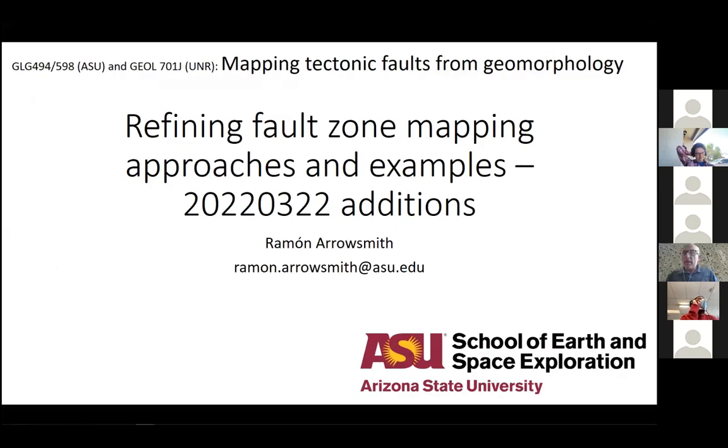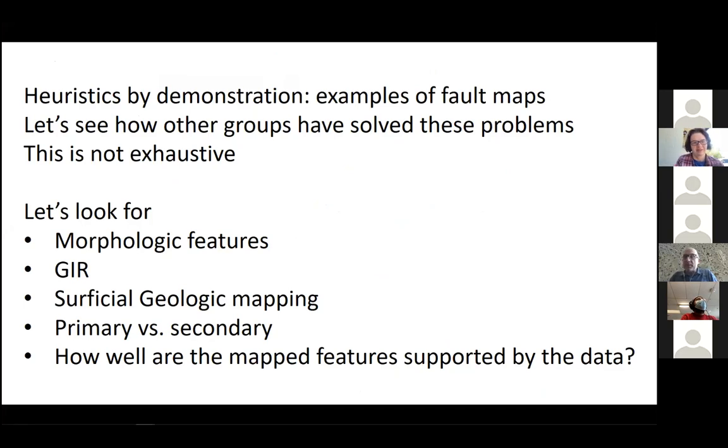So the idea that we had, and I went through some of this the last time, is just to look at lots of examples. That's how you learn. And so we called this heuristics by demonstration. So rules of thumb, examples of fault maps. Let's see how other groups have solved these problems. It's not exhaustive, but I did try to choose some things from some different environments. And hopefully you'll see something interesting, and please interrupt me as we go.